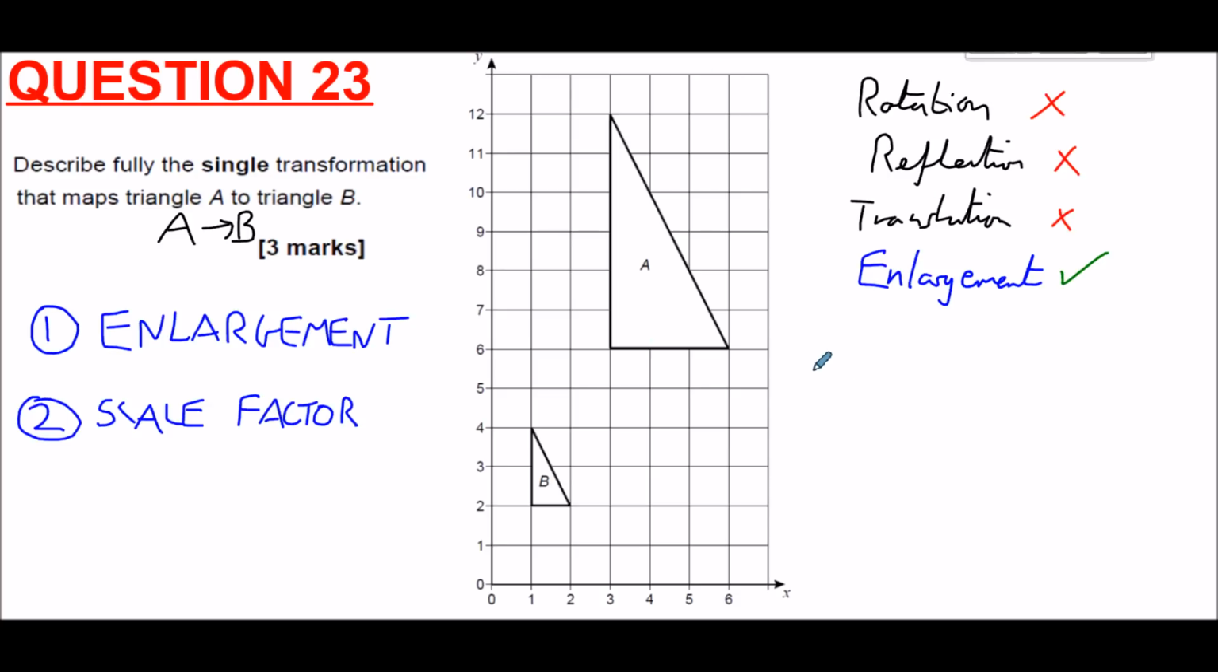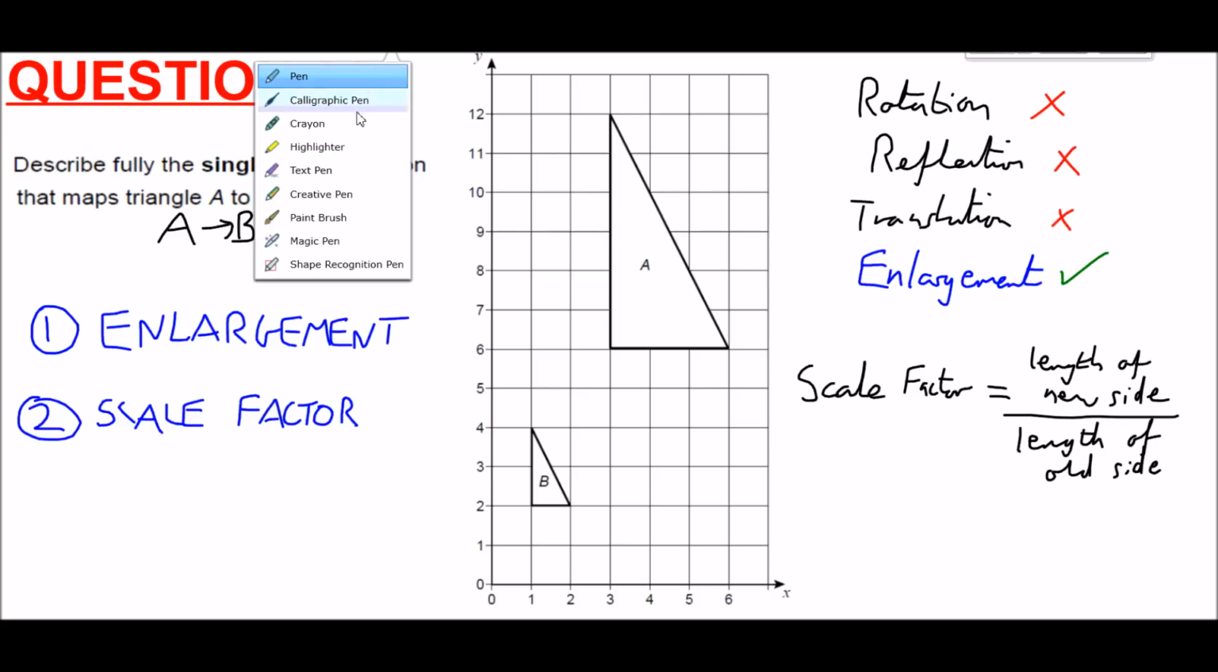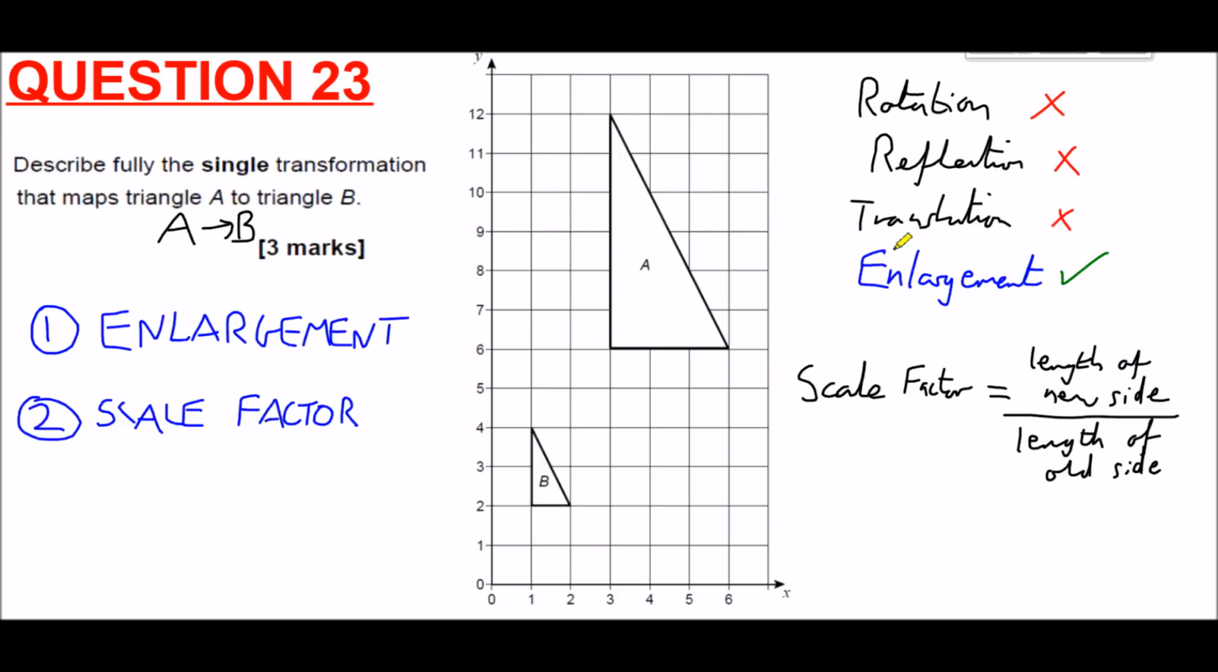A scale factor can be calculated like this. It's the length of the new side divided by the length of the old side. Now the 2 sides need to correspond. And so what I would suggest is the easiest side to pick would be the bottom edge. So the new shape is B. So this one is just 1 square along.